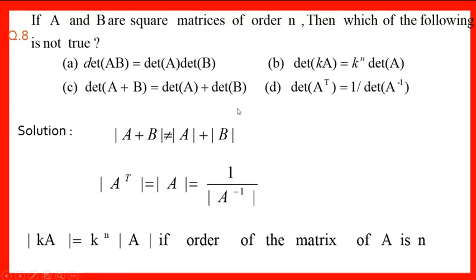This is also true. And by property of determinant, we have determinant of A plus B not equal to determinant of A plus determinant of B. So that's why the identity which is not true is option C. Let us move on to the next, second last question.